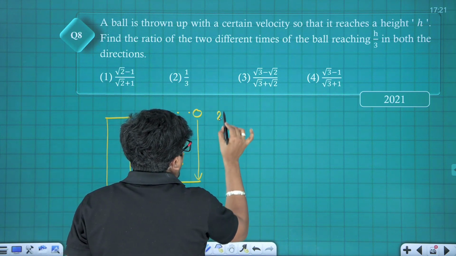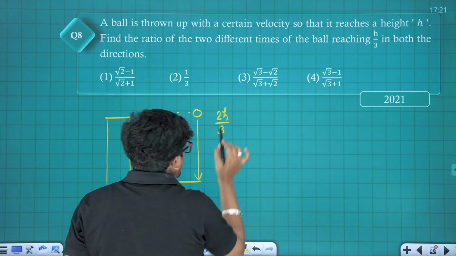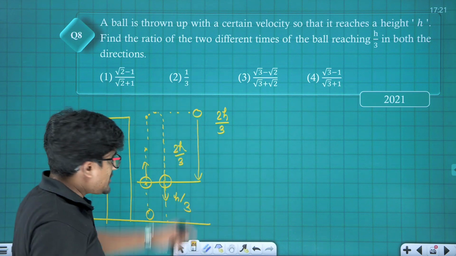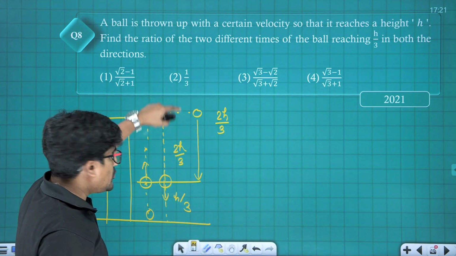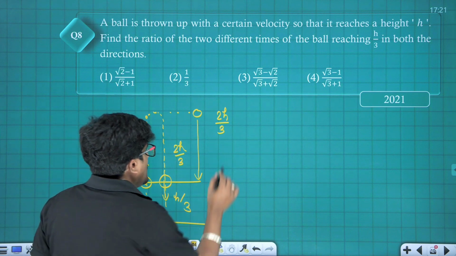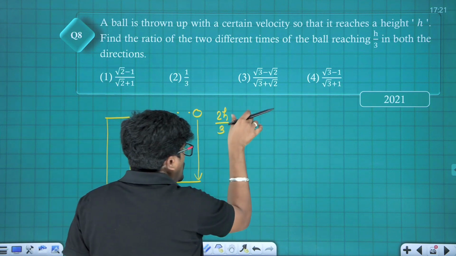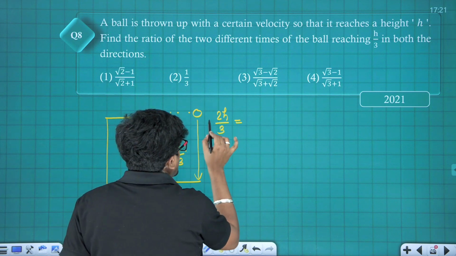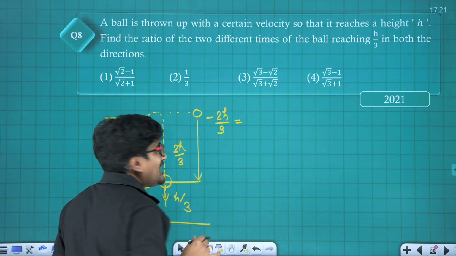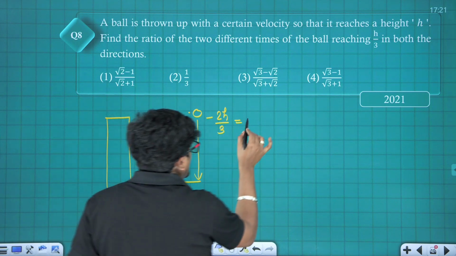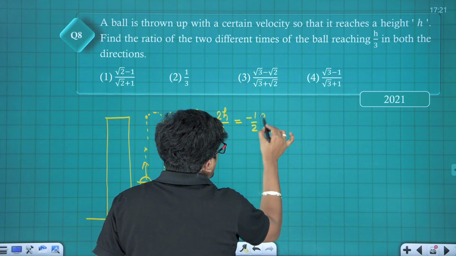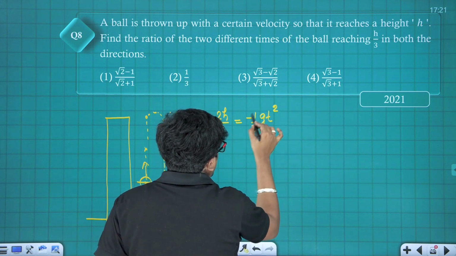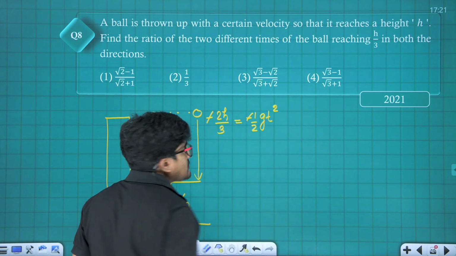So for that, I can go for the equation h is equal to ut plus half at square. So the distance traveled in the downward direction is 2h by 3. So displacement I am going to take as minus of 2h by 3. So minus of 2h by 3 is going to be half of again minus of g. So that minus and minus will cancel each other. So let me substitute that. Minus of 2h by 3 equals minus of half of g into t square. Minus and minus will cancel each other.